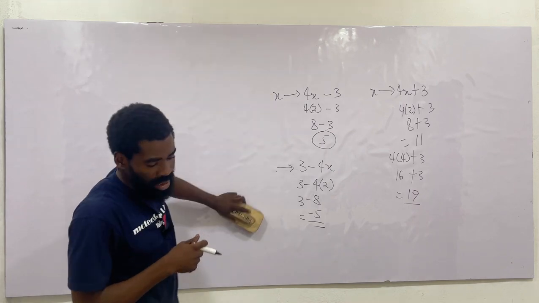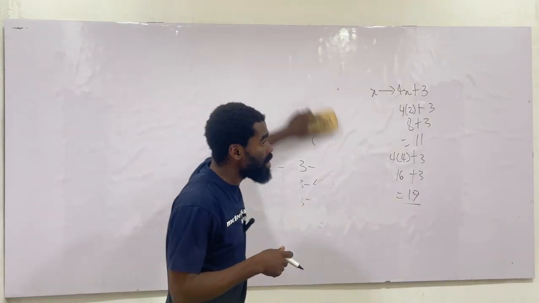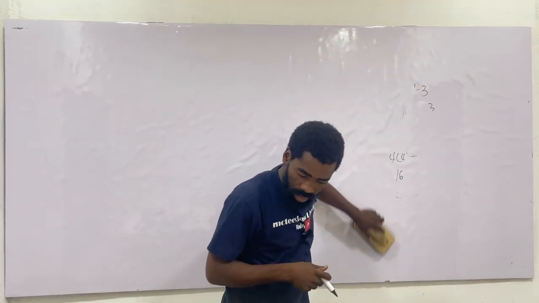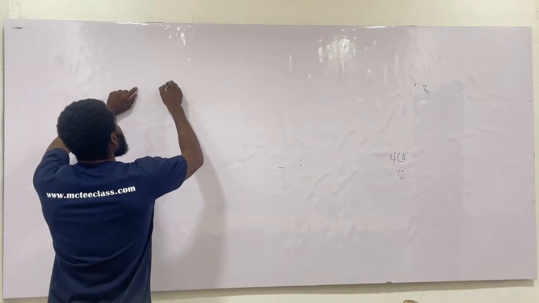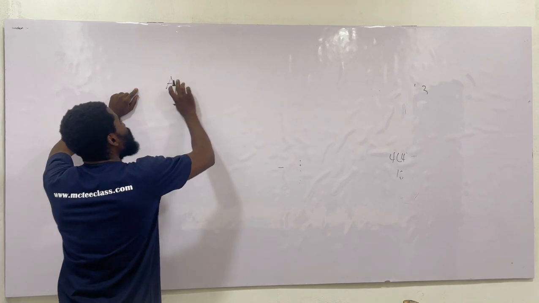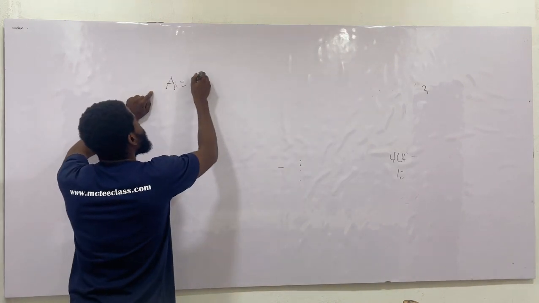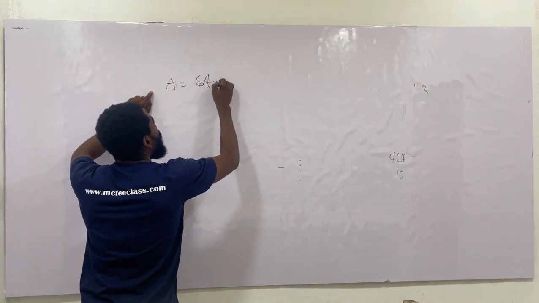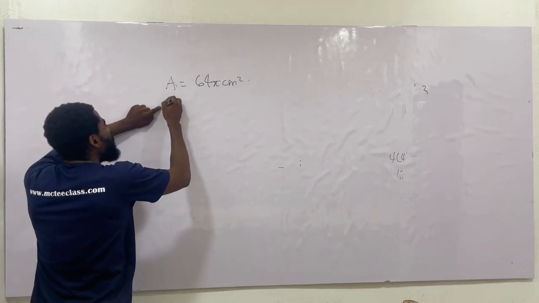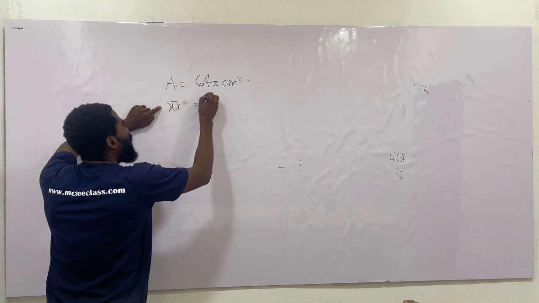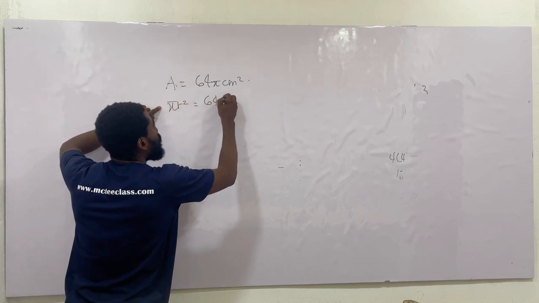Now 25 says find the circumference of a circle whose area is equal to 64 pi cm squared. So we know the area, A, equals 64 pi cm squared. Okay, how do we find area? Area is pi r squared, so that will be equal to 64 pi.